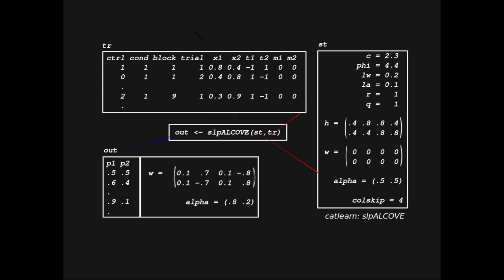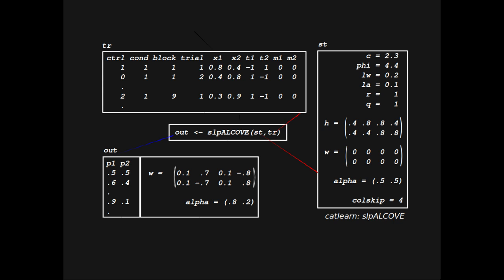But for those of you who know this model, it's an implementation of the ALCOVE model by John Kruschke. Right, so within Catlearn, ALCOVE is implemented by the function slpALCOVE, and that takes two arguments, so two bits of information, st and tr. St is the initial state of the model, so that contains both the parameters of the model, that's the first bit of the list there on the slide. It also contains the connection weights, which in this model start at 0, the position of the hidden units in a geometric space, and basically the information that you need to start implementing the model.